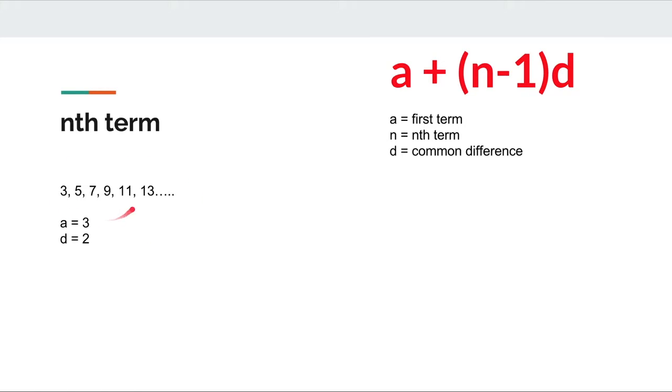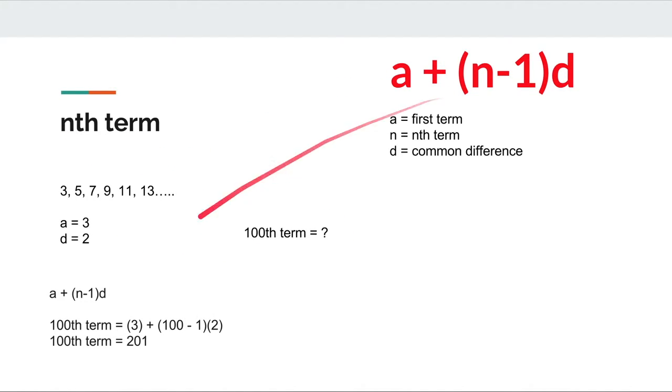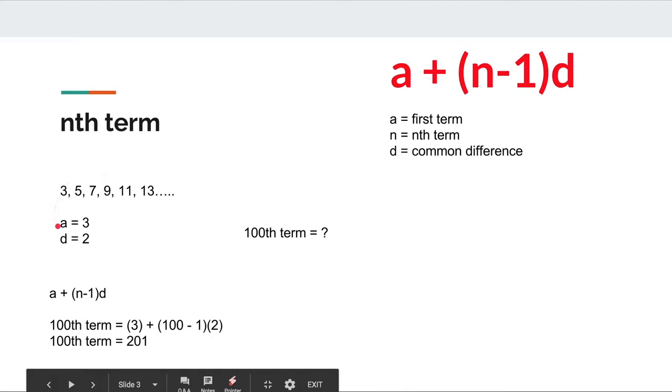So here's an example. The first term is 3. The common difference is 2 because it increases by 2 each time. So let's find the 100th term of this sequence using the formula. We just substitute the value of a, the value of n, and the value of d, and we get the 100th term is 201.